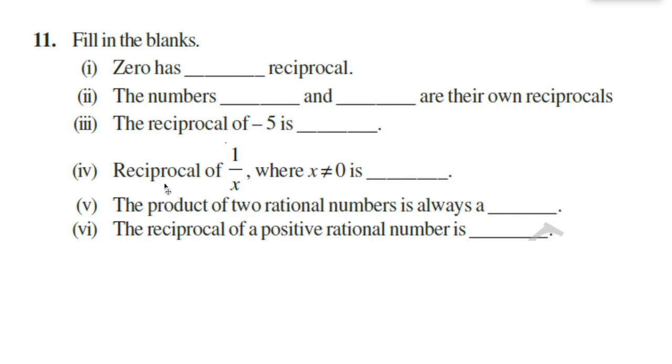The reciprocal of 1 by x. Do write it in. The product of two rational numbers is always a dash. If you multiply two rational numbers, which number will you get? Rational number, integers, whole number. If you multiply two rational numbers, definitely you will get a rational number only. The reciprocal of a positive number is, reciprocal means multiplicative inverse. You have to interchange the numerator and denominator. So, the reciprocal of a positive rational number is always positive.